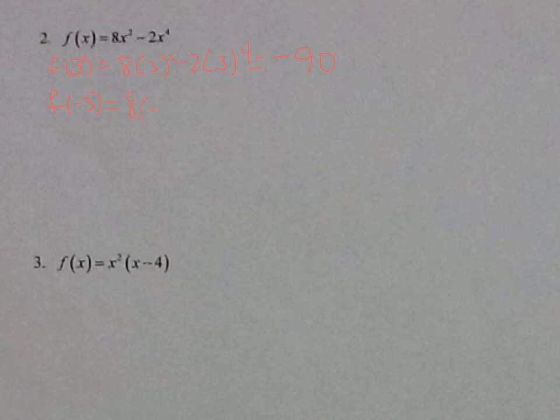So it's 8 times negative 3 squared. Make sure you're using parentheses around this when you plug this into your calculator. Minus 2 times negative 3 to the 4th power. Plug that into your calculator, you get negative 90. So what do you notice about these? These are equal. So think equal, even.